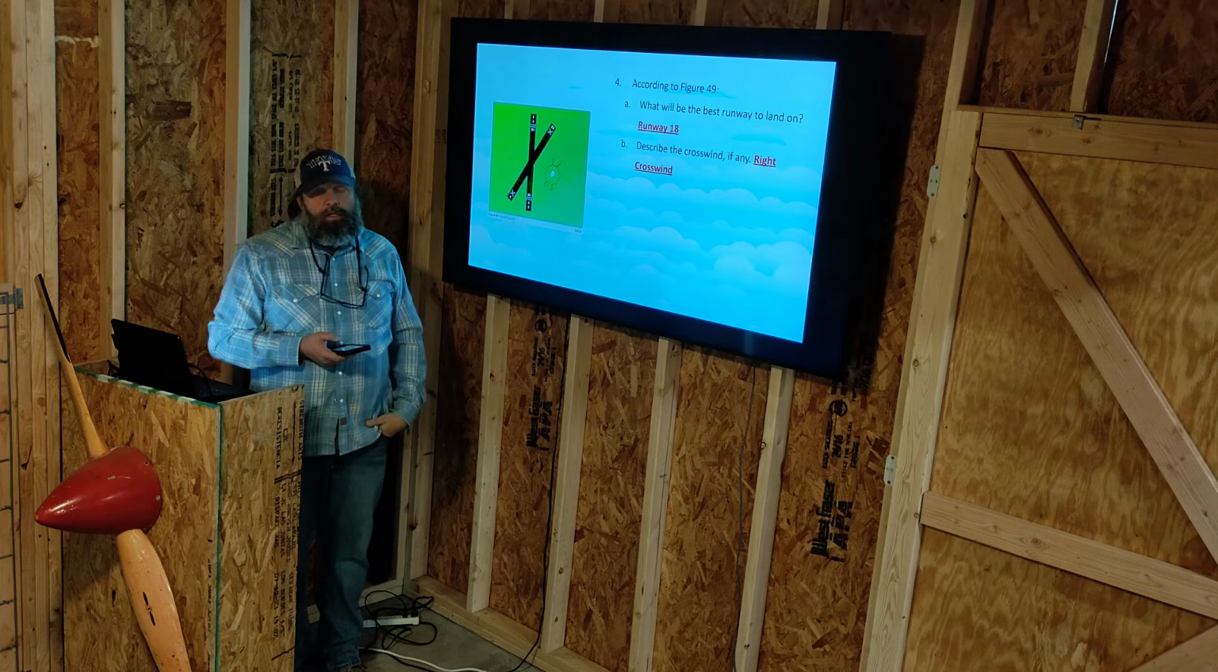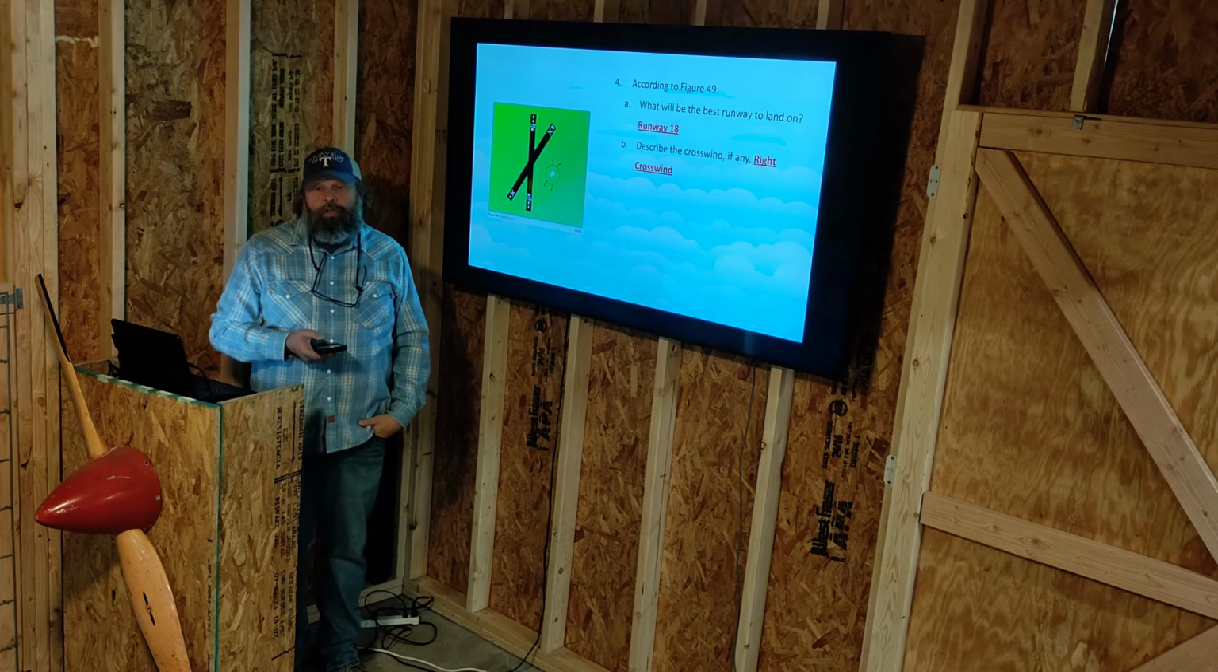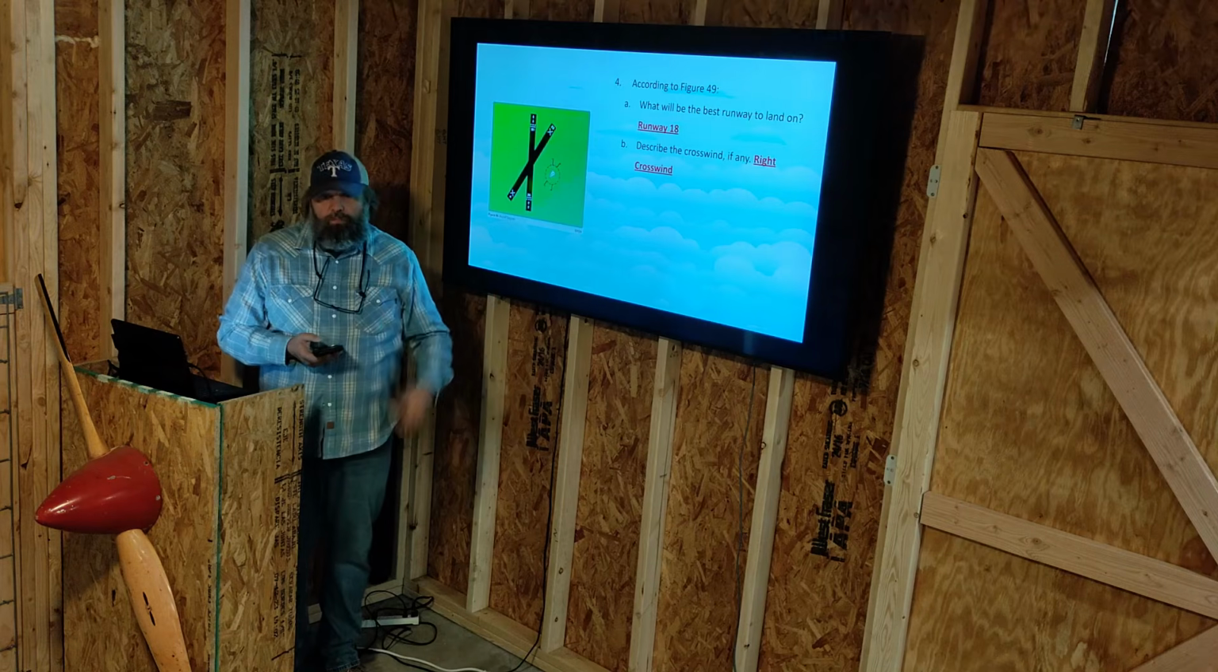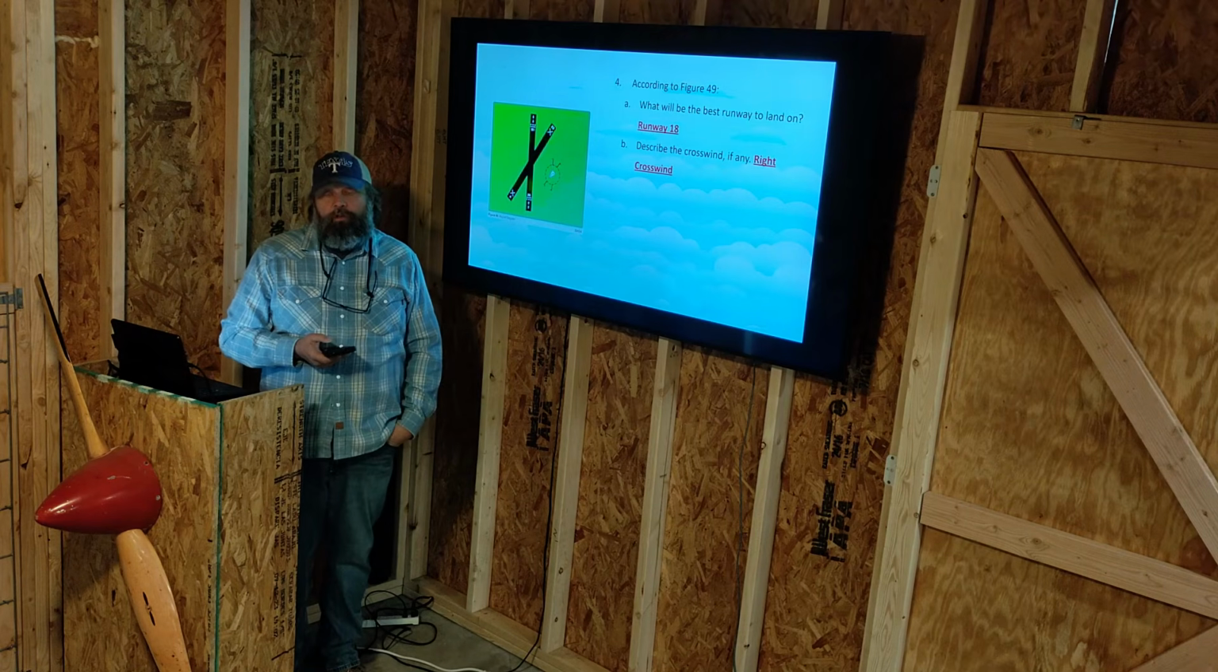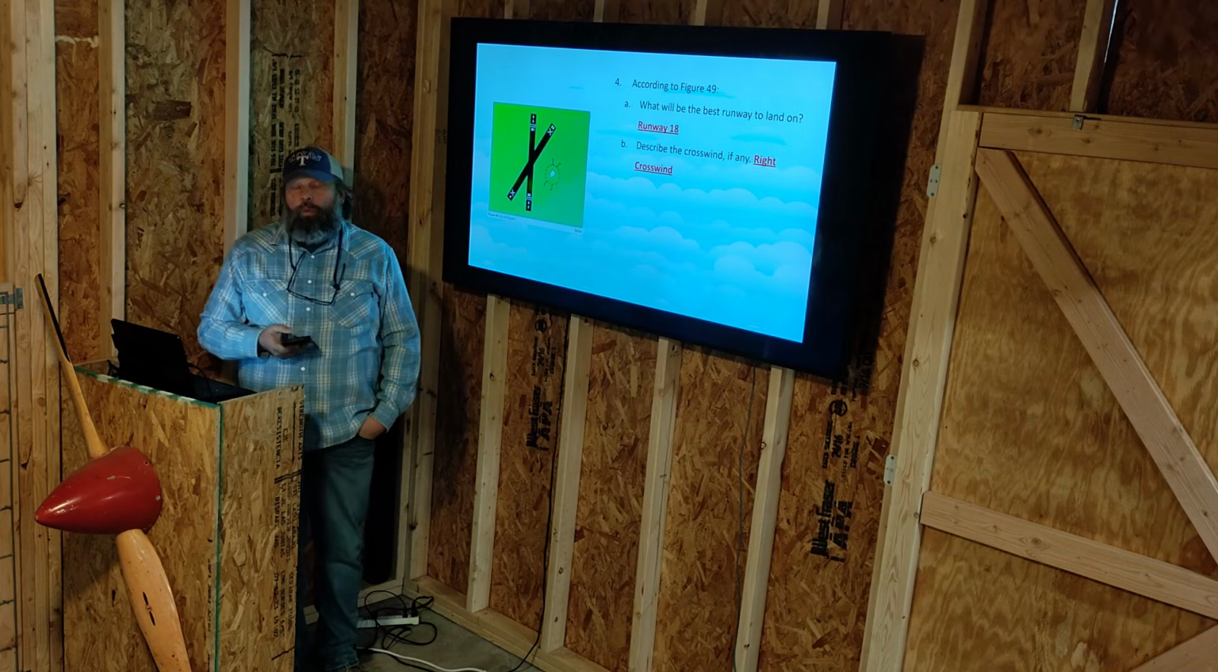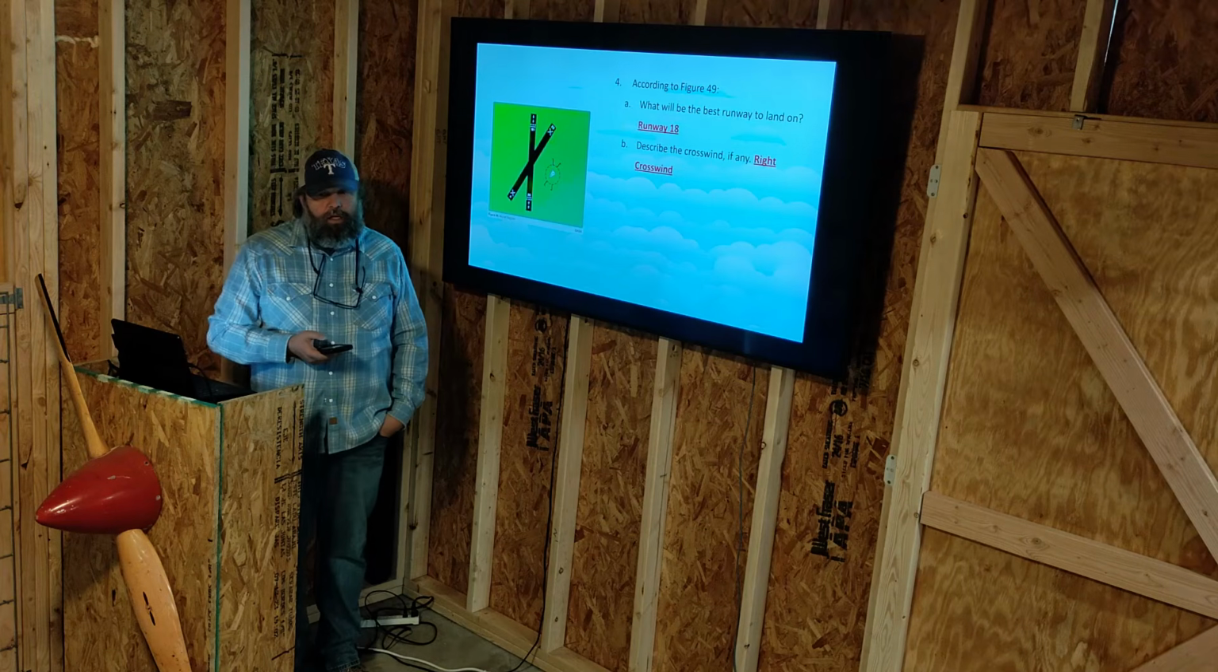You don't want to do that. Remember that your airspeed is relative to the wind blowing towards the front of the airplane. So when you're taking off and landing, you want that wind to work for you, not against you. You want it to push you back a little bit?